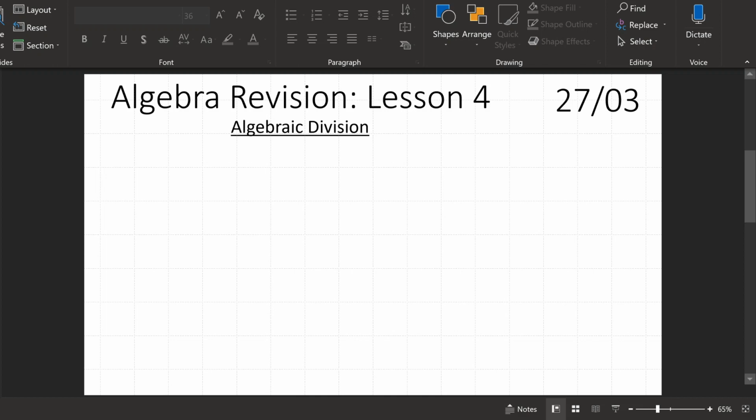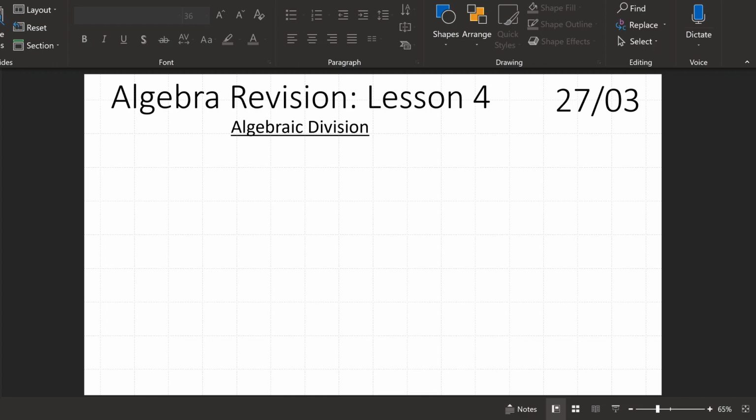Today we're going to be looking at algebraic division. Now this is something that actually came up on the mocks, and I don't think any of you got it correct. So reviewing over this material is going to be hugely helpful to you girls.